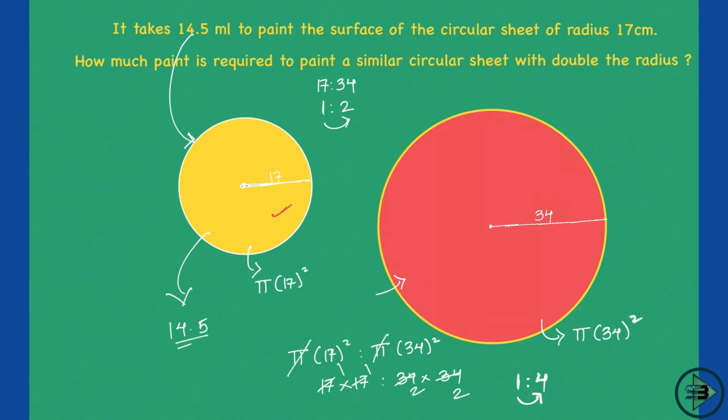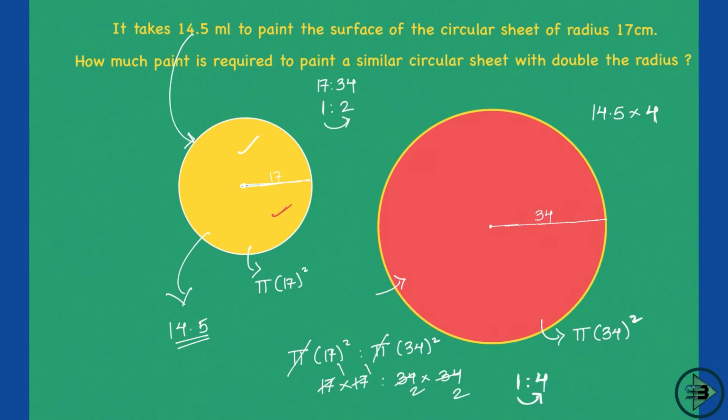So here you require 14.5, here you will require 14.5 into 4, because since the area is 4 times, you will require 4 times as much paint as you required earlier. Okay, 4 times of this. So that is what will give you the answer. So let's just solve this now.